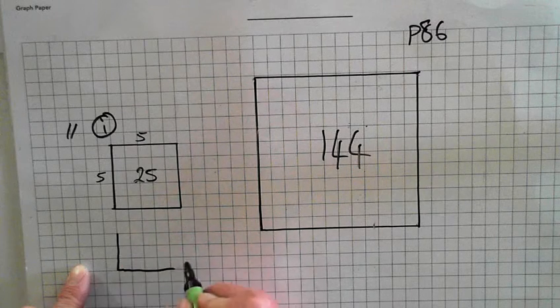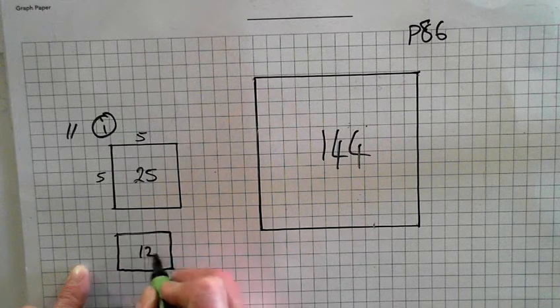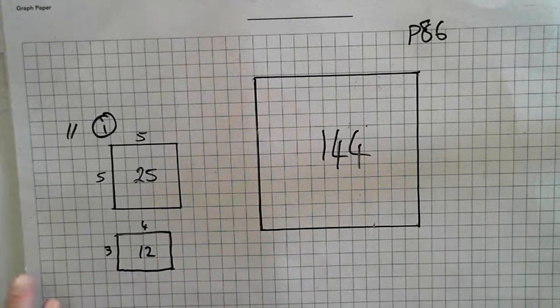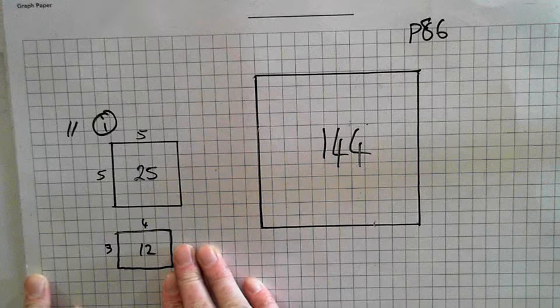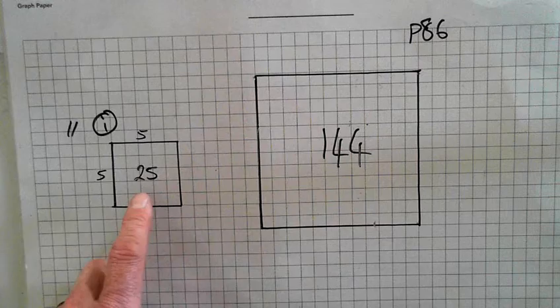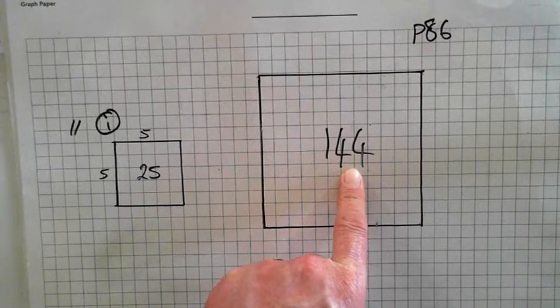3 by 4, is that a square number? Which is 12. No. What shape is that? Rectangle. It's a rectangle, so 12 is not a square number. It doesn't make a square, does it? No. Alright.